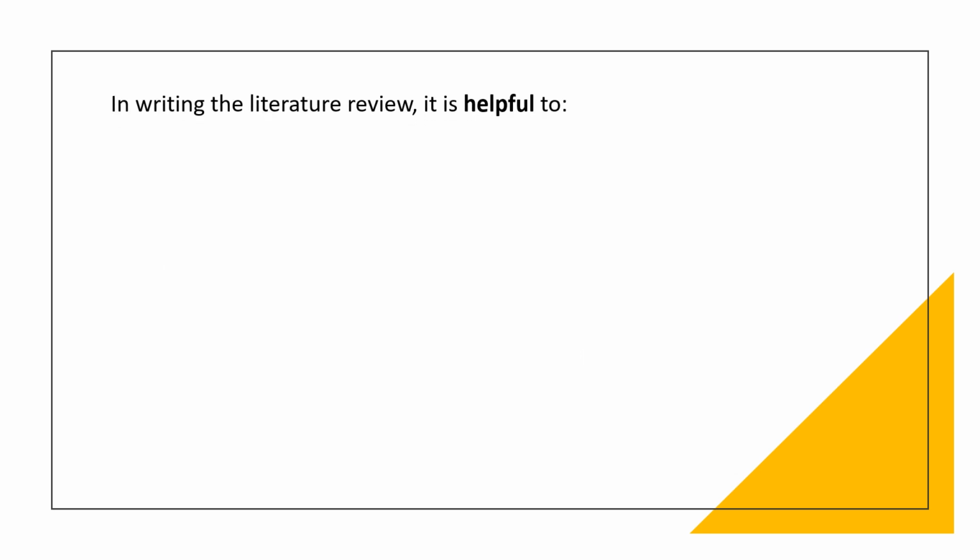In writing the literature review, it is helpful to divide the literature into subtopics for ease of reading. So that's why you can actually create an outline for your chapter 2 or your literature review. You can outline it based on the themes that emerge in your literature review.